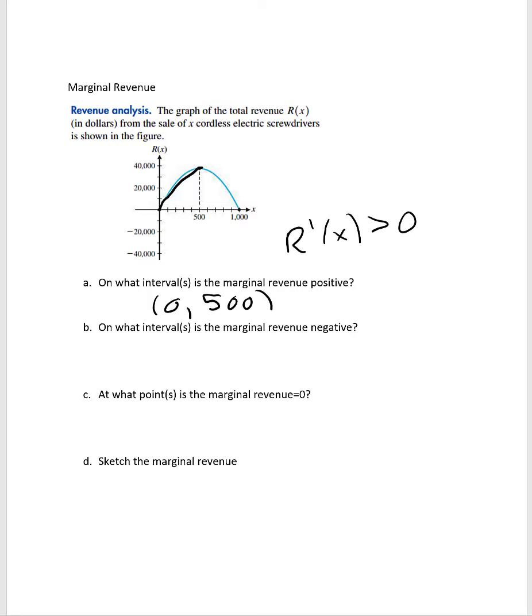Then it says, on what interval is the marginal revenue negative? Well, the marginal revenue will be negative wherever the function decreases. So it decreases from 500 to 1,000. So we write from 500 to 1,000.